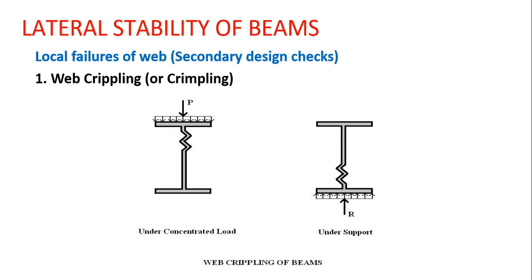You can see here, this is how the web cripples at the junction of flange and web portion. So this is under point load. This is how it fails under point load and this is how it fails under support. At the support, the reaction will be acting in the upward direction. So this is why the web will be failing at this particular point.